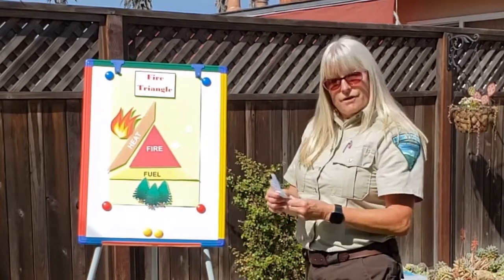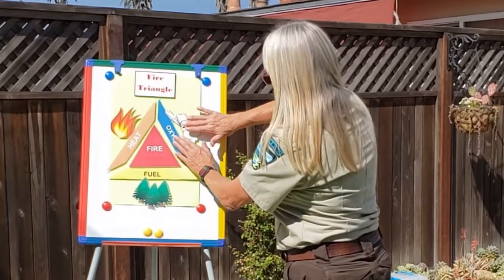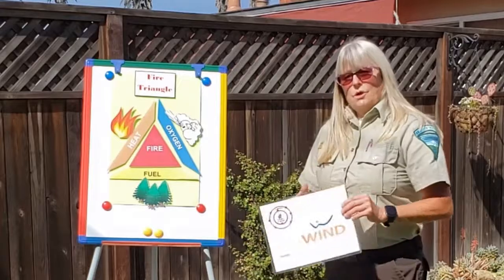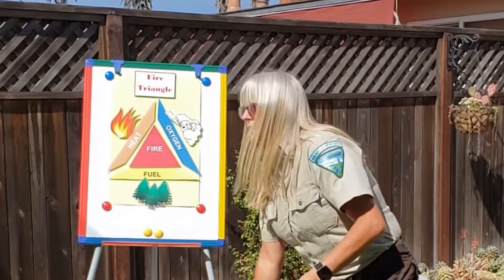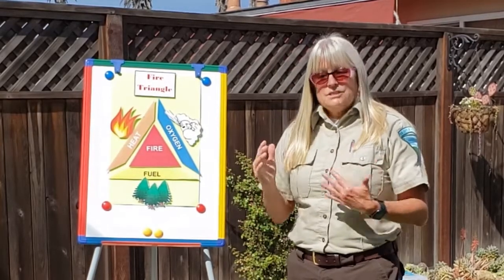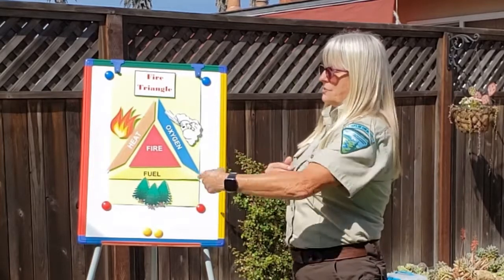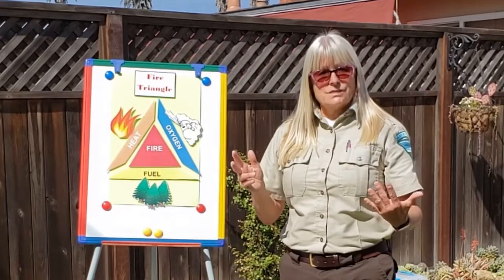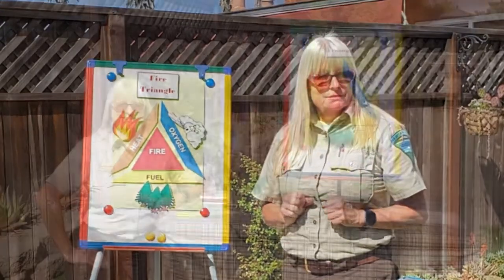And the third side of our triangle is oxygen. So wind and the air we breathe is oxygen. In order to have a fire, you have to have the right amount of each of these three items. Too much or too little of any of these three items, and the fire goes out. Watch as I do a scientific experiment.